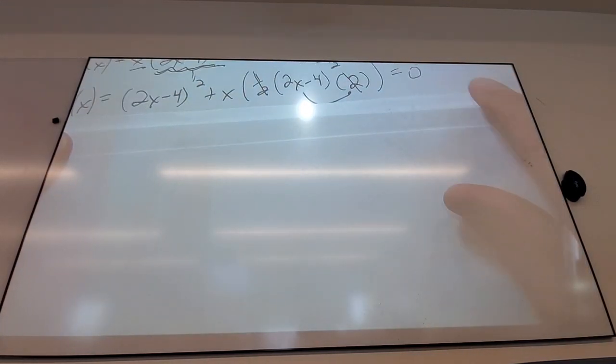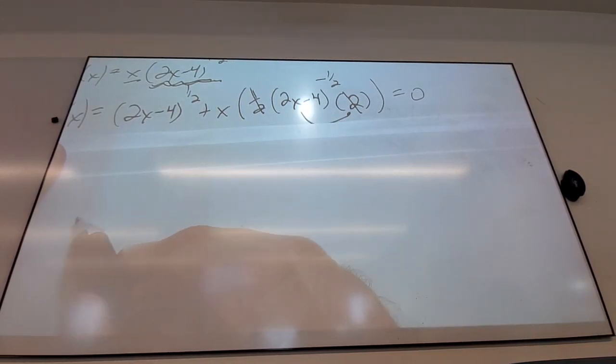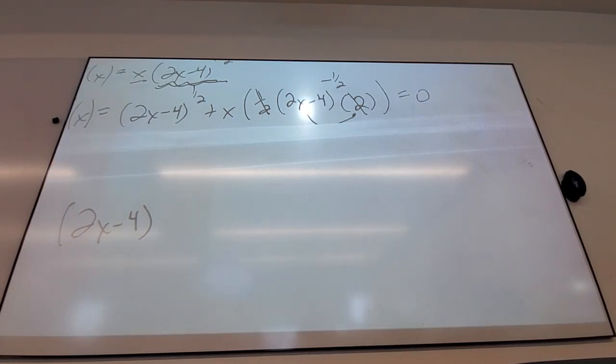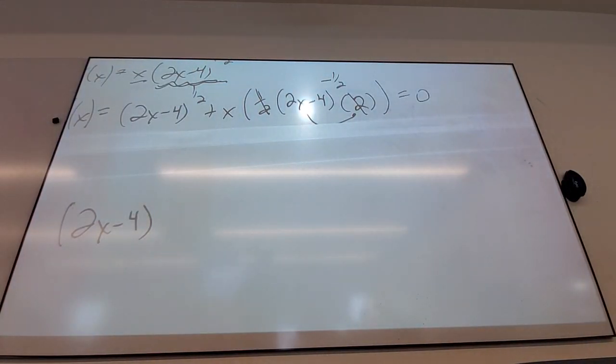Well, what do they have in common? Those two terms here. Yes, 2x minus 4. By the way, I don't think we've done a problem like this yet. Guys, if I had x squared plus x cubed, how would I factor that? X squared plus x cubed.